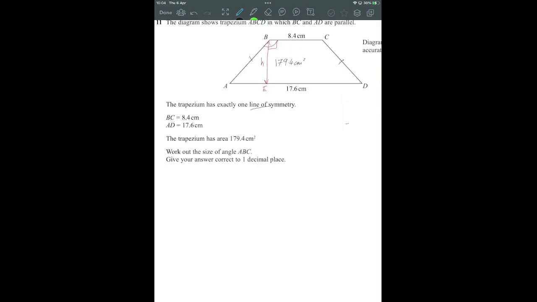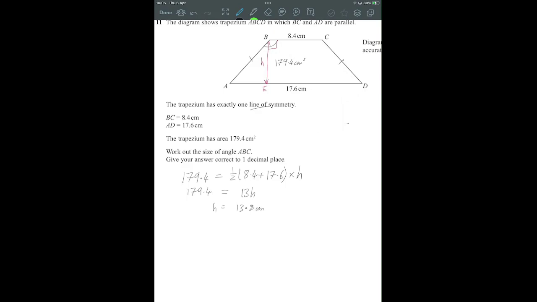So first, to try and find that height, well, let's use the area. The area 179.4, well, the area of a trapezium is half the sum of the parallel sides. So let's add up those two, put a half in front, times the distance between them, which in this case is the height. 8.4 plus 17.6 divided by 2 comes out as 13, so 13 times that height is the value given, so you can work out the height as 13.8.